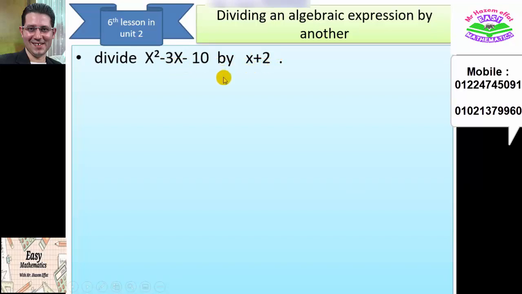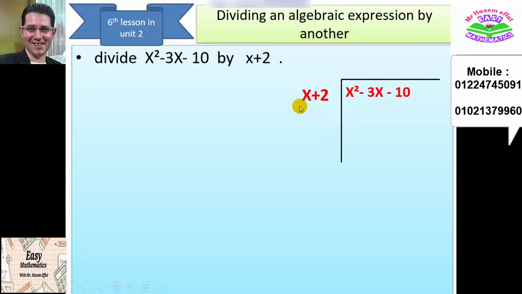To do that, we must follow several steps. Pay attention with me to understand how to find the quotient by dividing one algebraic expression by another. First, we make a draft like this and write the dividend, x power 2 minus 3x minus 10, in this space, and write the divisor, x plus 2, in this space. Then we find the result, or the quotient, above here.